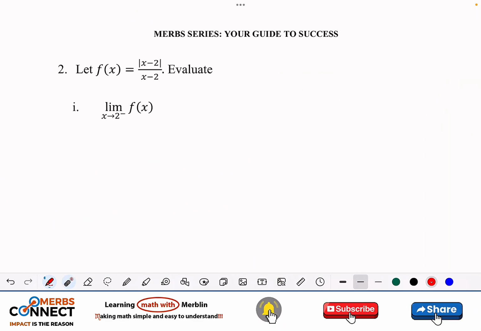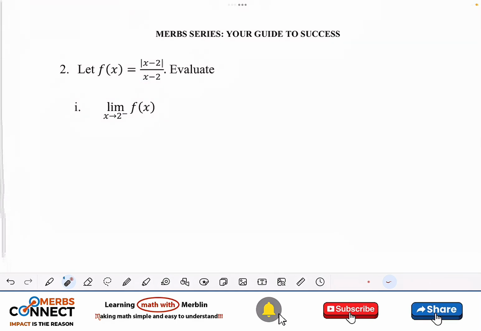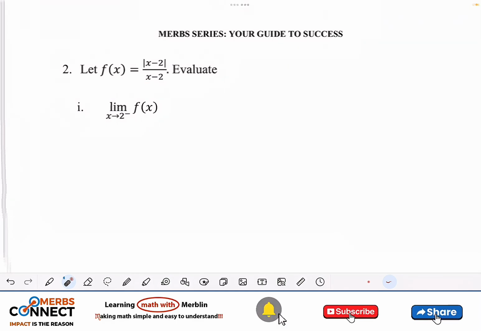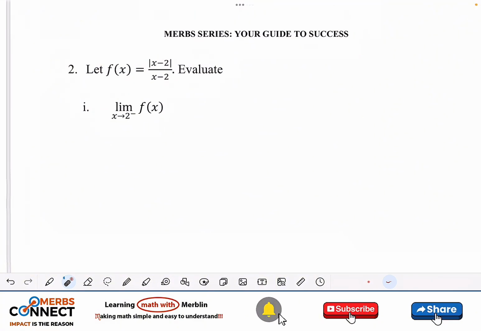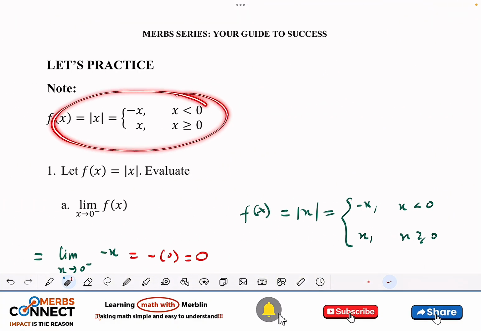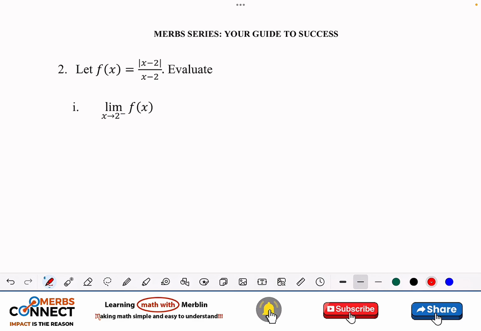Let's pick another example. Now we have this one here, and we want to find the limit as x is approaching minus 2 from the negative side. So anytime we have an absolute value, we need to form the piecewise function. So this is called piecewise. So we need to form the piecewise function. So let's start building the piecewise function, right? So this is how I'm going to build the piecewise function.